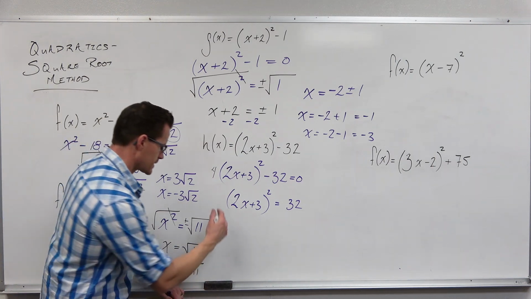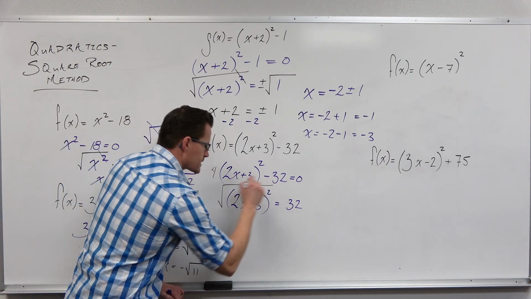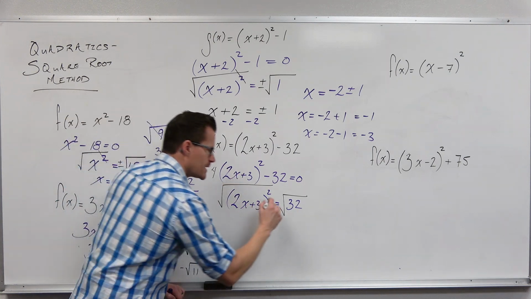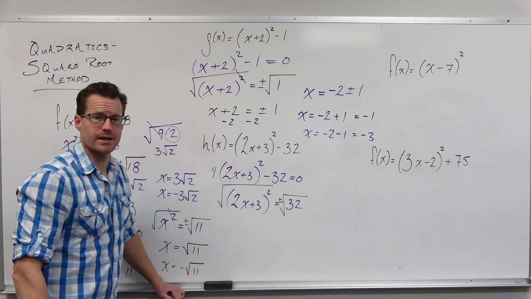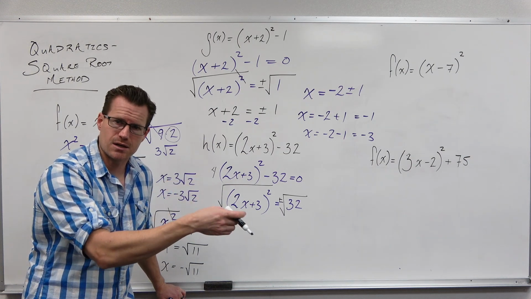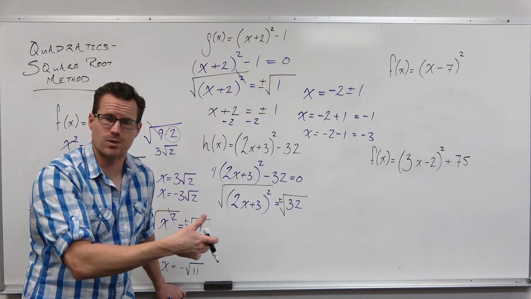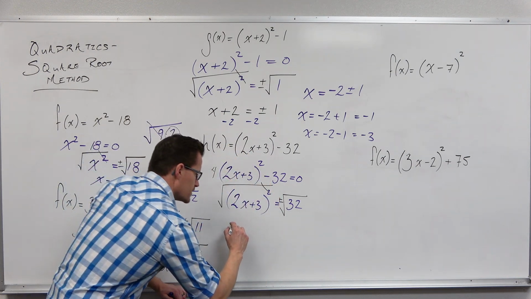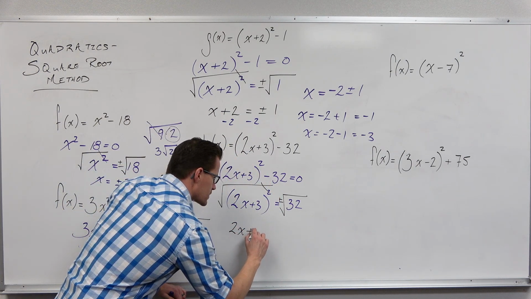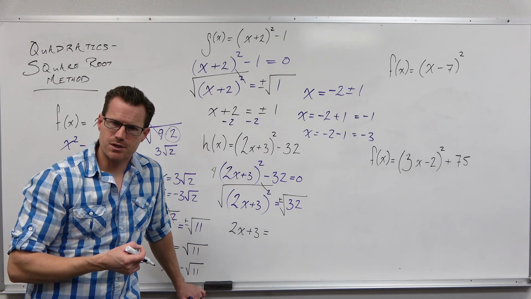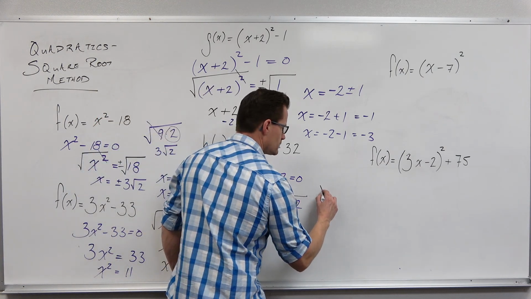Now that we have the square isolated, if we take a square root on both sides, every time I take a square root, I'm going to do a plus and minus. Why? Because squares maintain positivity for both negative and positive values. So that's why we're doing that. On the left-hand side, the power matches the root. We're going to get 2x plus 3. On the right-hand side, we're going to simplify the square root of 32 as much as possible.